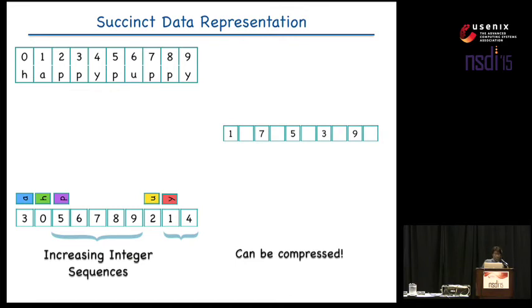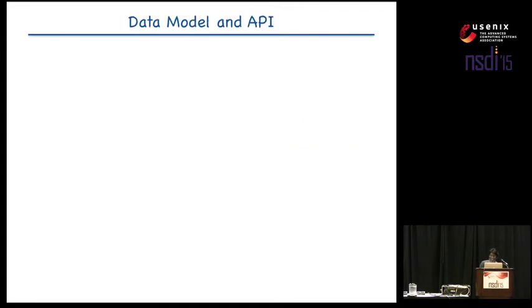So that's something that you can look into in the tech report. So let me quickly go into the data model and API. The input is flat unstructured files for Succinct. We work with flat unstructured files. So if your original input is this, Succinct constructs these data structures.